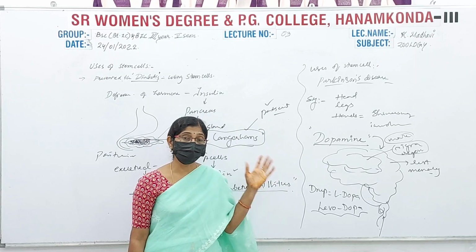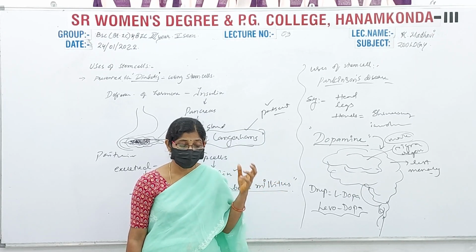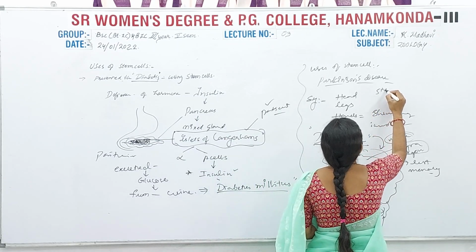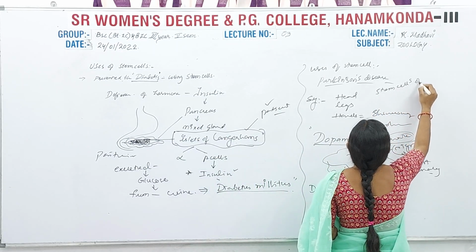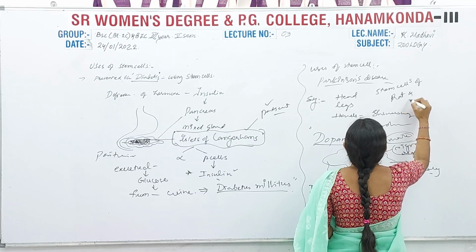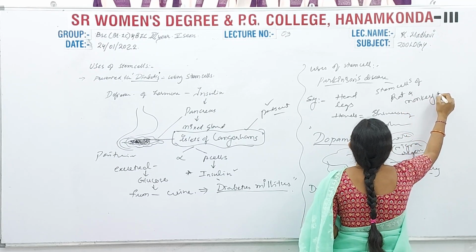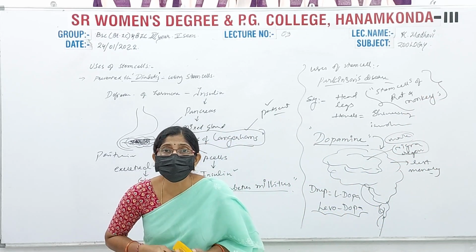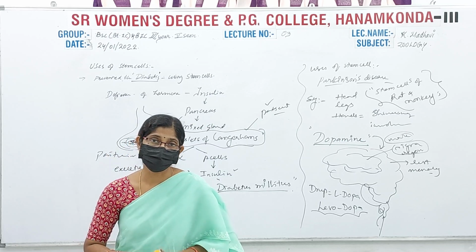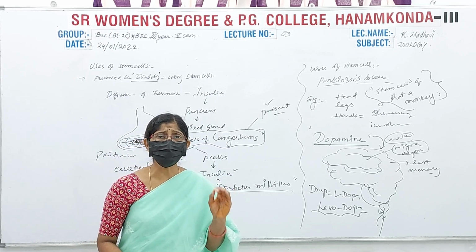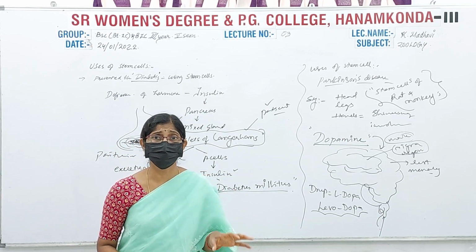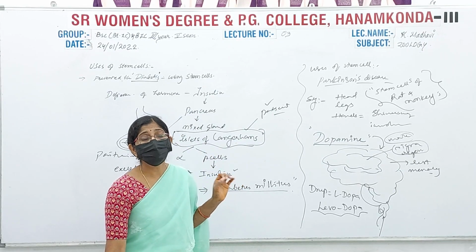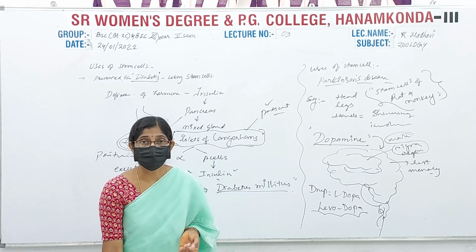Now, these are the stem cells of rat and monkey. How is Parkinson's disease treated? The stem cells of rat and monkey are taken in this method to cure or prevent Parkinson's disease. I hope that you understood my way. These two diseases are prevented by using these stem cells.